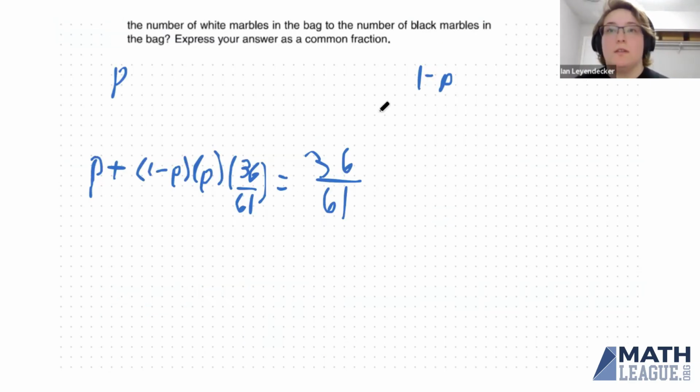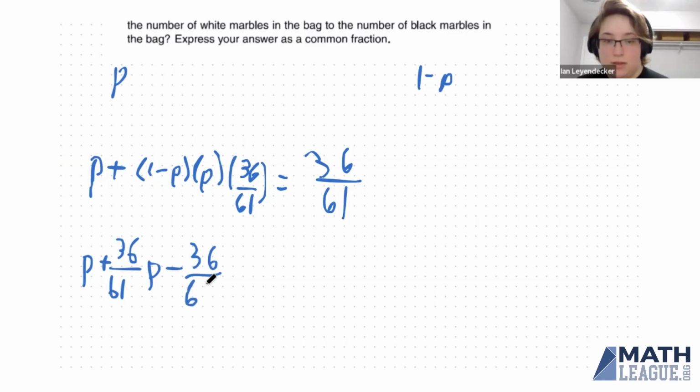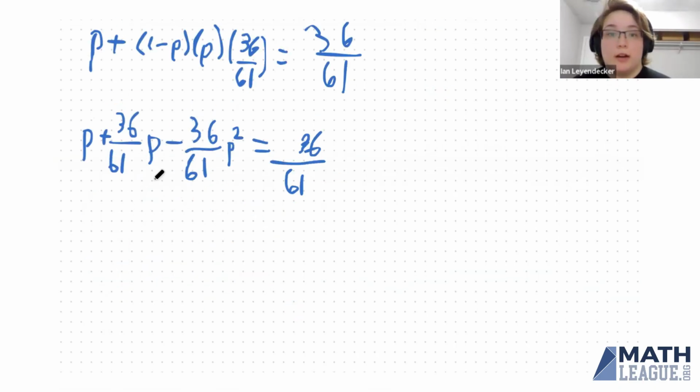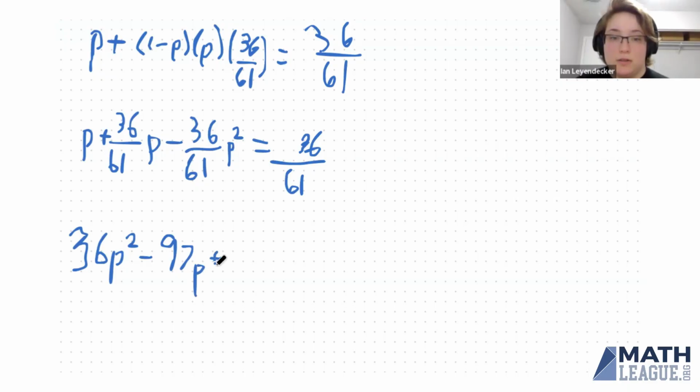Now we can solve for this by expanding this and then multiplying out. We're going to get on this side P plus 36 over 61 P minus 36 over 61 P squared, which is equal to 36 over 61. And then from there, combining like terms and getting a 0 on one side, we're given the equation 36 P squared minus 97P plus 36 equals 0.